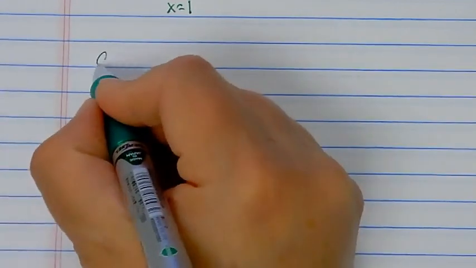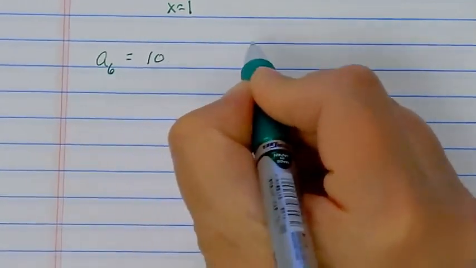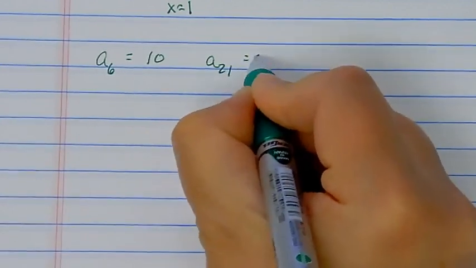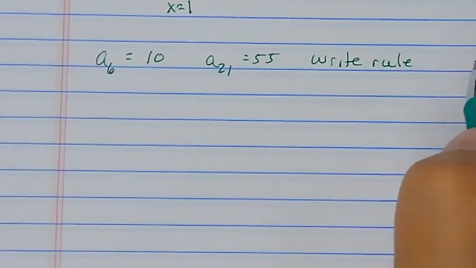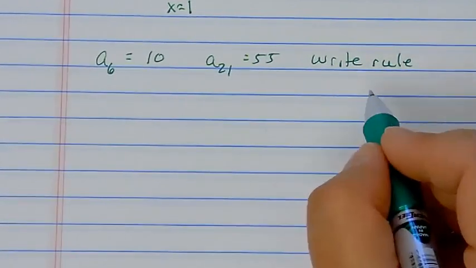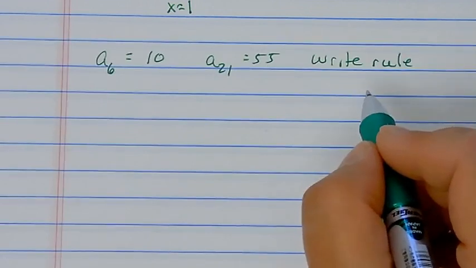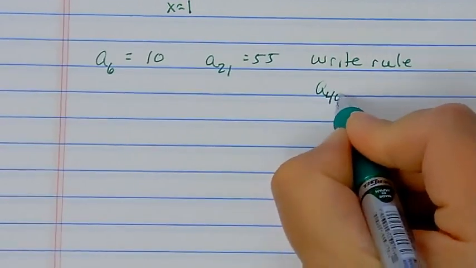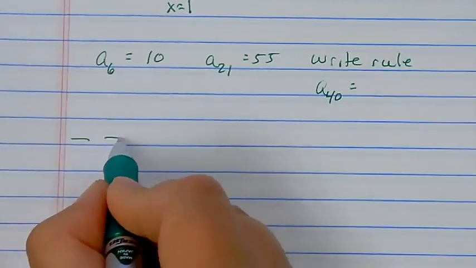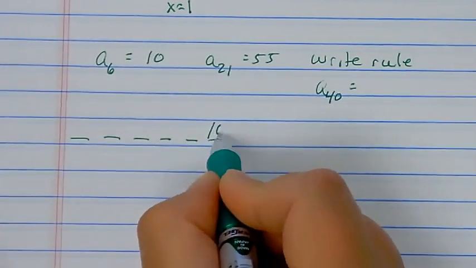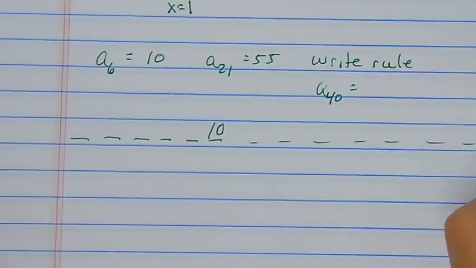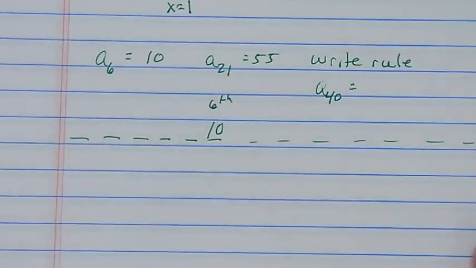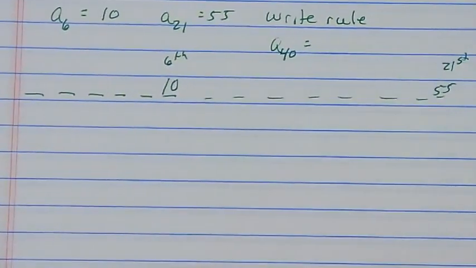So the last thing I want to talk about is what happens if they give you two terms, like the 6th term is 10 and the 21st term is 55. And you're asked to write a rule or find a certain term number, like let's say term 40. So what I've got here is in the 6th blank, I have the number 10. And way over here in the 21st blank, I have the number 55. What I want to do is write a rule that would come up with this, and I see this on the ACT quite a bit.